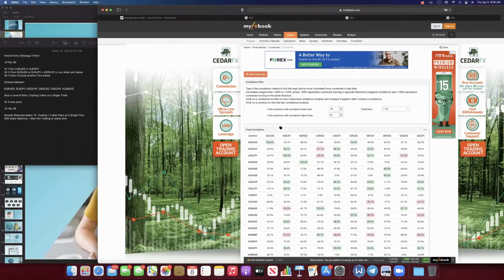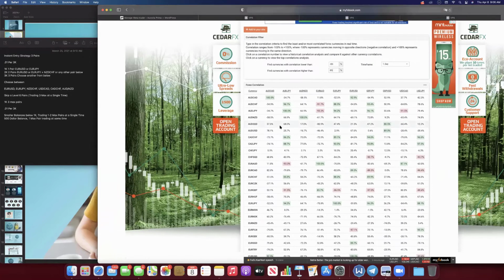So ideally, if you're using instant entry, you're going to want to choose the pairs that aren't as correlated together. You're going to choose 3 of these. But if we were to take a look and say, let's look at EJ and then Euro USD.